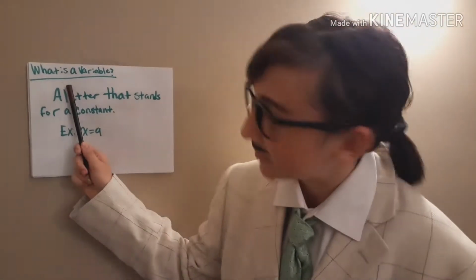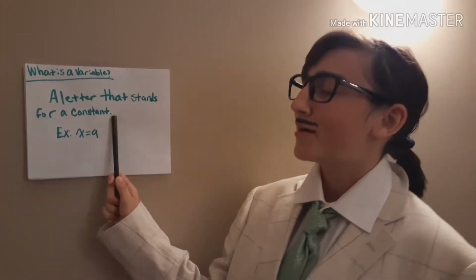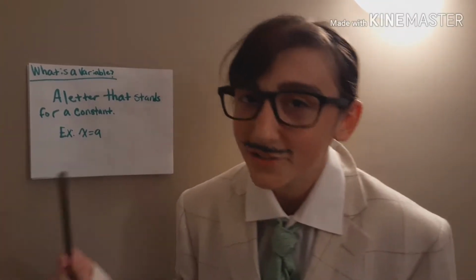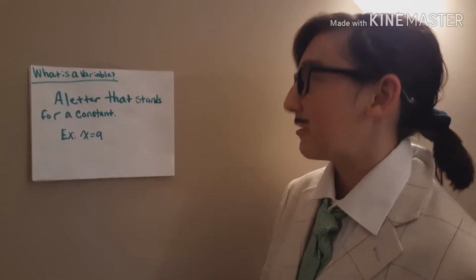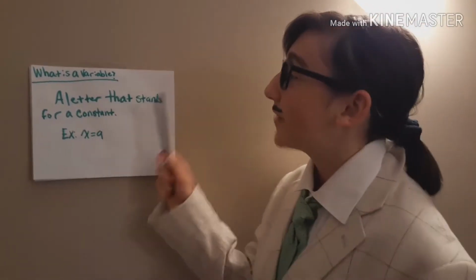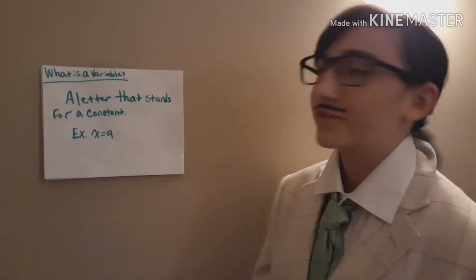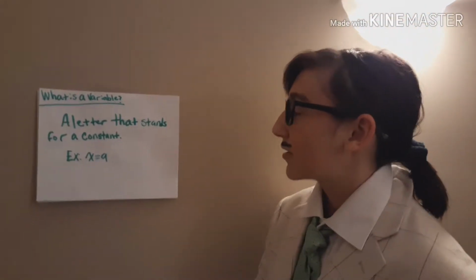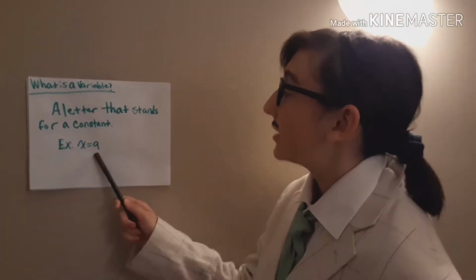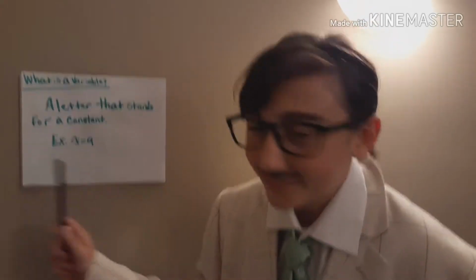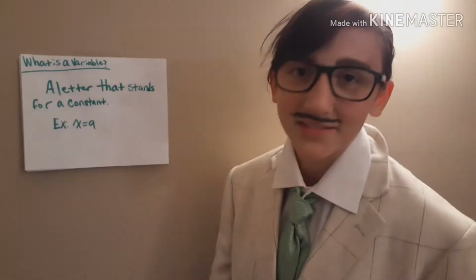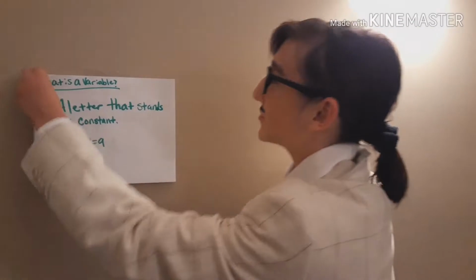What is a variable? Now this is quite a fundamental piece in algebra, because a variable is a letter that stands for a constant or another fixed value. For example, x, and it is standing for 9. But of course this could fluctuate with other situations.